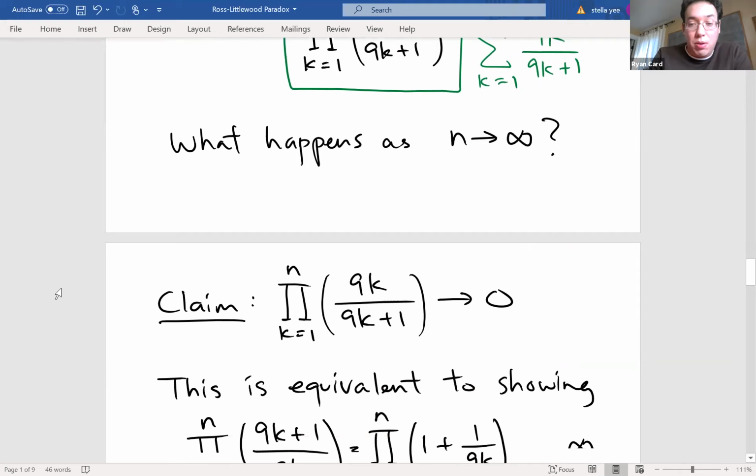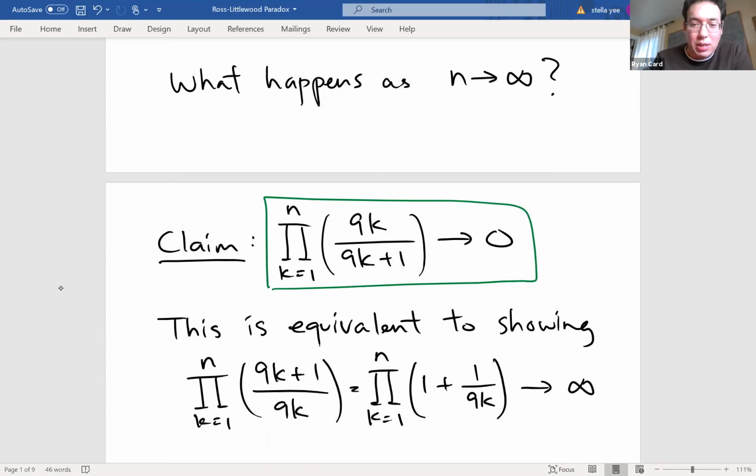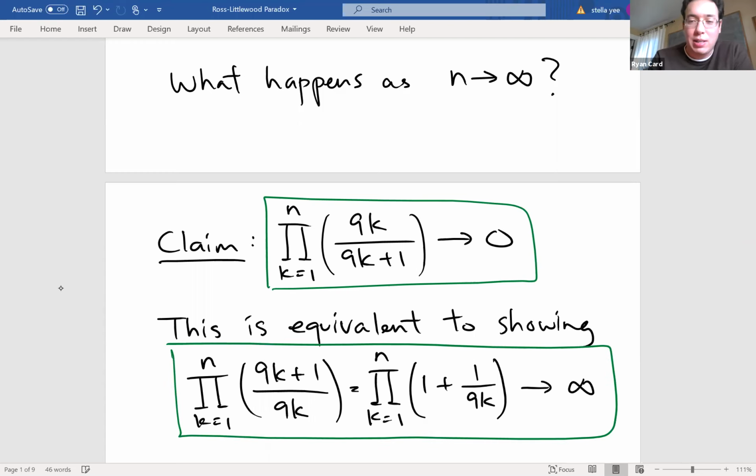So we'll do this, but I think it's a little bit easier to analyze the reciprocal of this expression. So flip this fraction upside down, and this expression going to 0 is equivalent to showing the reciprocal, the product of the reciprocals, is going to infinity, right? So these are all positive numbers. If they're going to 0, then they're becoming smaller and smaller positive numbers. The reciprocal of something, 1 divided by something that's going to small, will blow up to infinity.